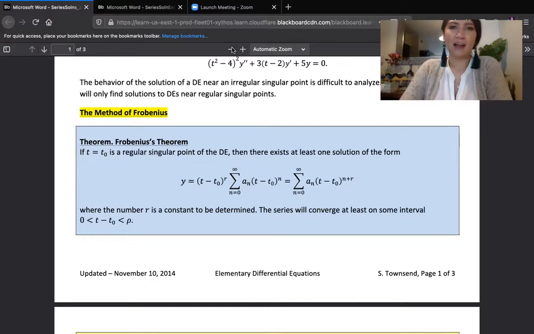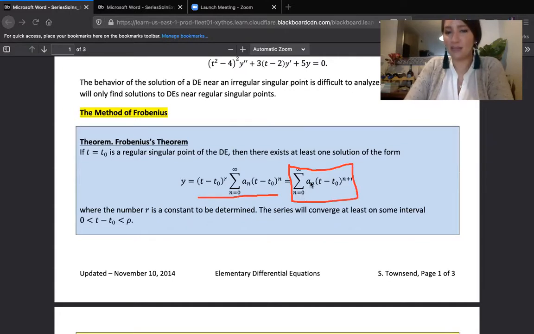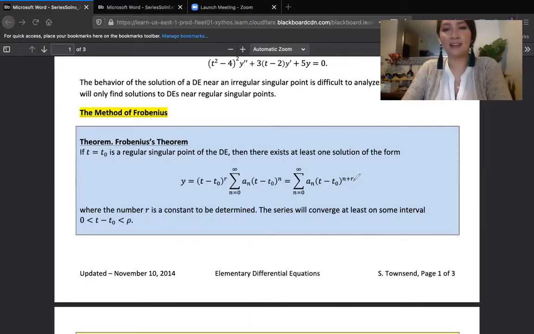I know we've got a lot going on here. I'm focused on this expression right here. This is a simplified version of this over here. So we're saying y equals the sum as n goes from 0 to infinity of a sub n times t minus t naught, where t naught is a number, it's that regular singular point, raised to the n plus r power, for some value of r that's to be determined by us.